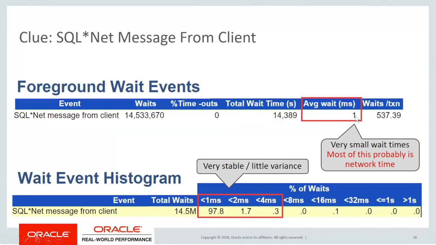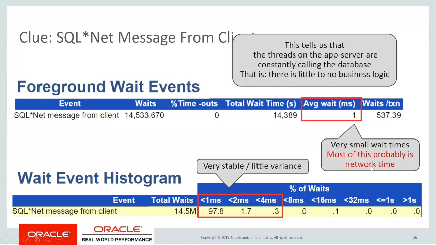It might be the case that if you were to test the ping times between the application server and the database server in this case, that already is a big chunk of the 1 millisecond. Yeah, I suspect that most of this is probably network time and not business logic executing on the application server. This tells me that the threads on the application server are constantly calling the database once they have completed a previous call. So there's little to no business logic at all. It's a very tight loop, submitting SQL statements all the time.